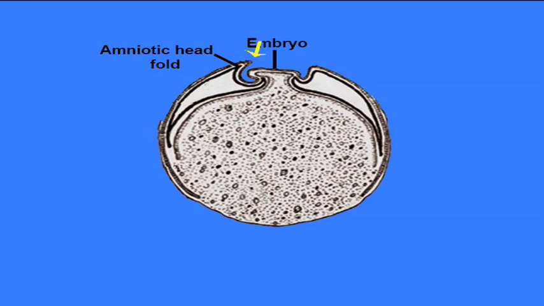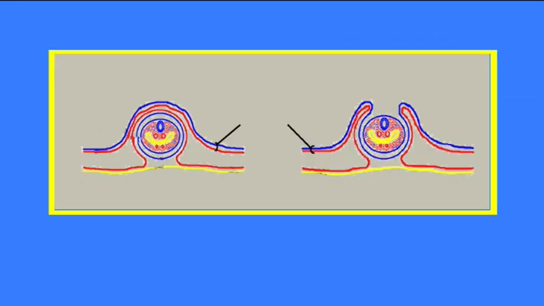It grows upwards and then bends backwards over the anterior end of the head and covers it as with a hood. Another fold develops behind the embryo. It is termed the amniotic tail fold. All these folds finally cover the embryo in 2 sheets of somatopleure. The inner somatopleuric sheet becomes the amnion and the outer the chorion.